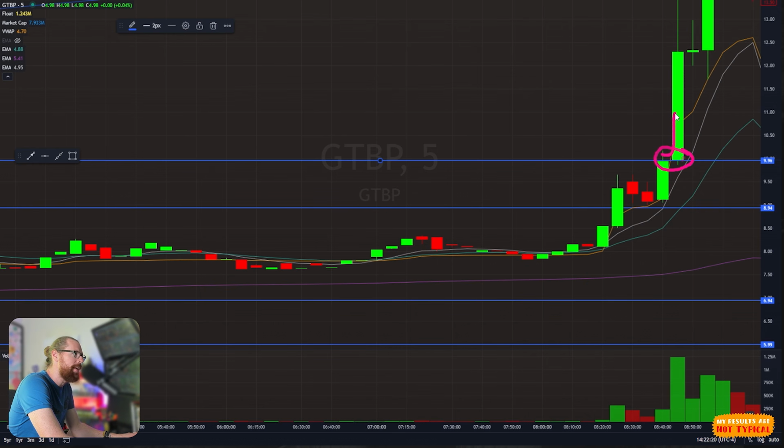And then it pushes up to 11, goes straight through, goes up to 12, dips below 12, and once it can reclaim and prove it can hold over 12, 12 becomes support. And then it goes up even higher.